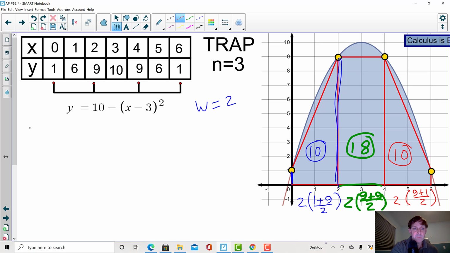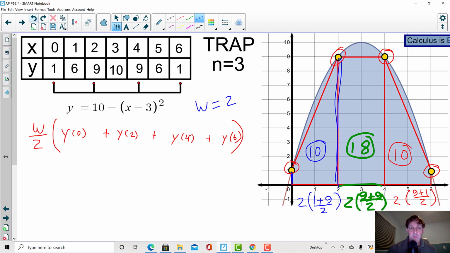The rule would be width over 2 times all 4 of these heights. So when I say all 4 of these heights, I mean when x is 0, when x is 2, when x is 4, and when x is 6. So we're going to multiply by all 4 of those heights. And then we have to double all the middle heights. So we're going to double this one and double this one. So we double all the middle heights.